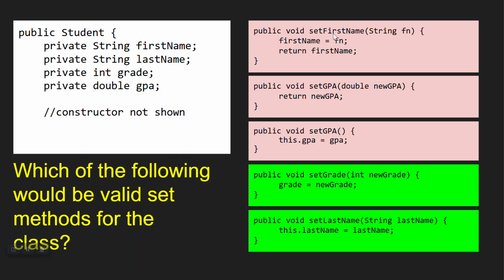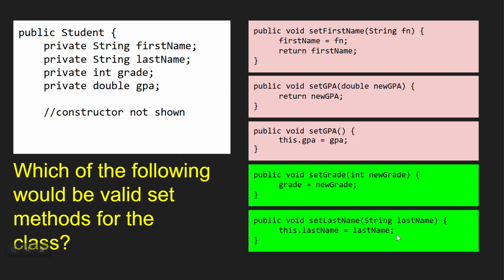Public void set first name string fn, so the header is correct, but there's no need to return anything, because again, set methods don't return anything. So this is messing that one up, and of course we would not return GPA when we're setting the GPA, so that's why this one's also wrong. Down here, public void set GPA, there's nothing in the parameters here. There's nothing in the parentheses being passed in as parameters. So this one is wrong.